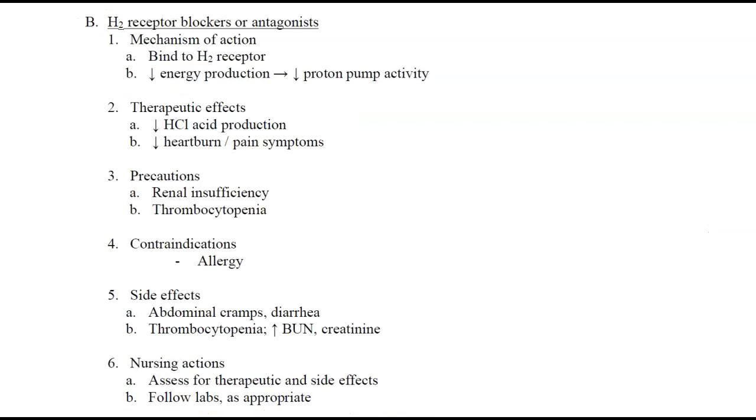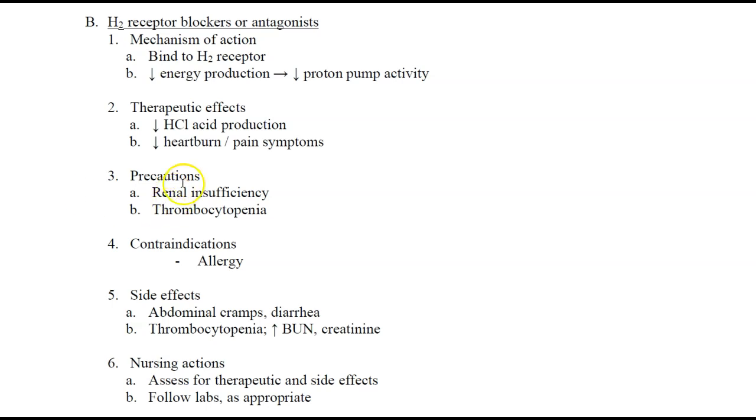So the first gastric acid suppressant drug that we're going to talk about is your H2 receptor blockers or H2 receptor antagonists. What is the mechanism of action of H2 receptor blockers? So one, it binds to H2 receptor and then it decreases the energy production for the proton pump, which then decreases the proton pump activity, right? And so it makes the parietal cells less responsive to histamine, and therefore the stimulation of ACH and gastrin also goes down and results in decreased acidity.